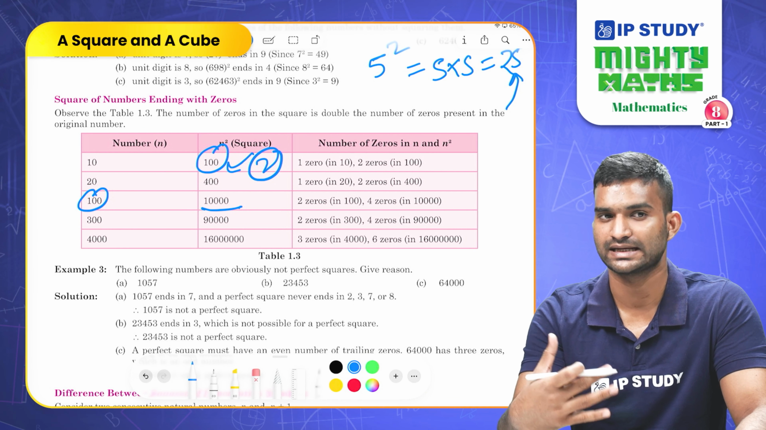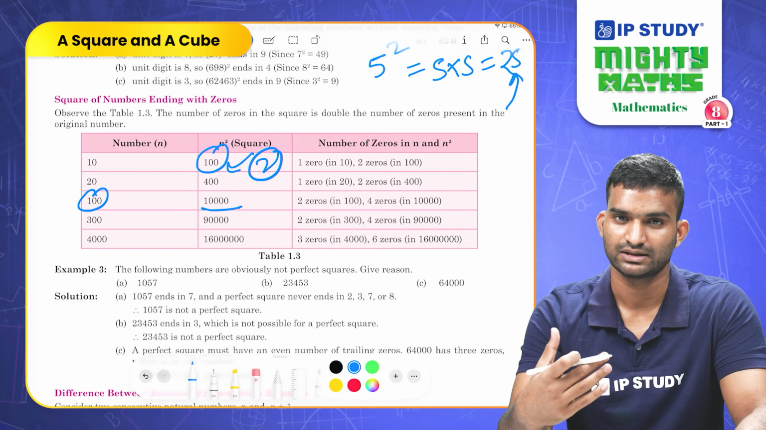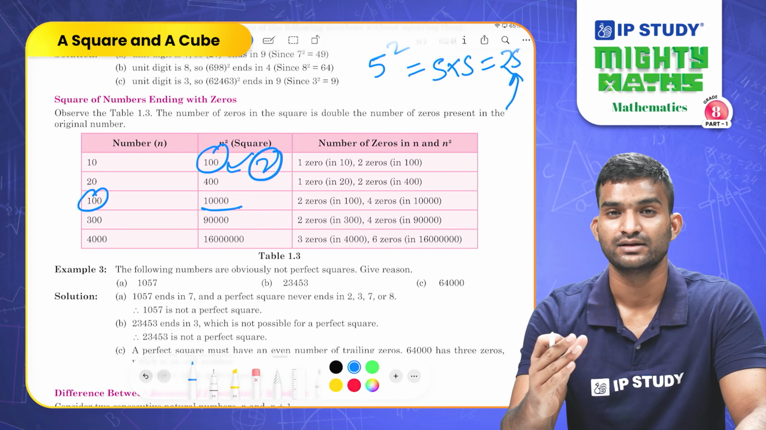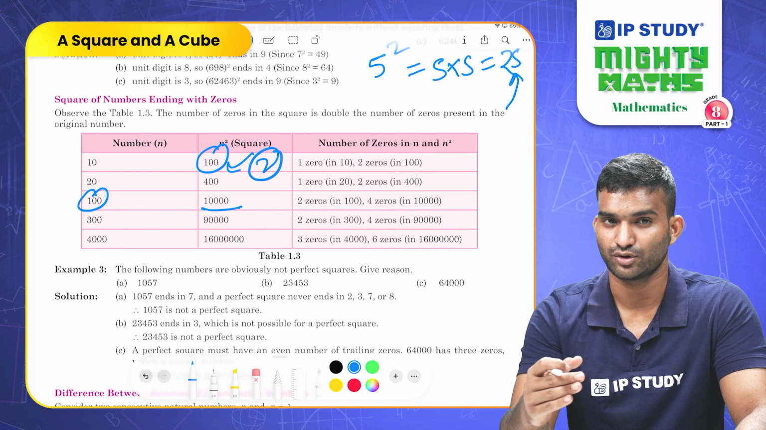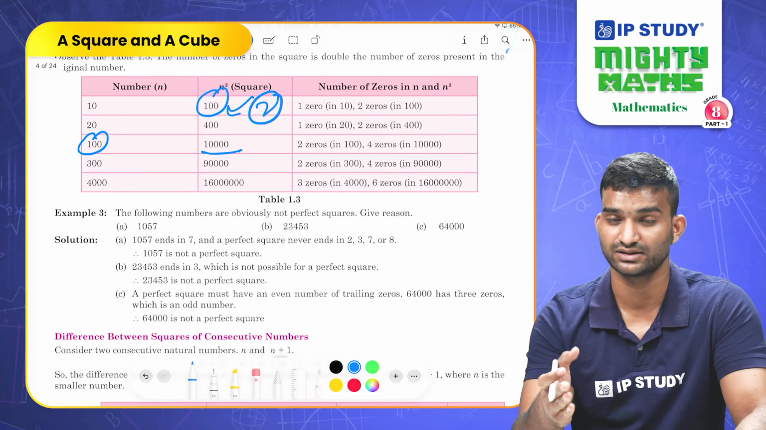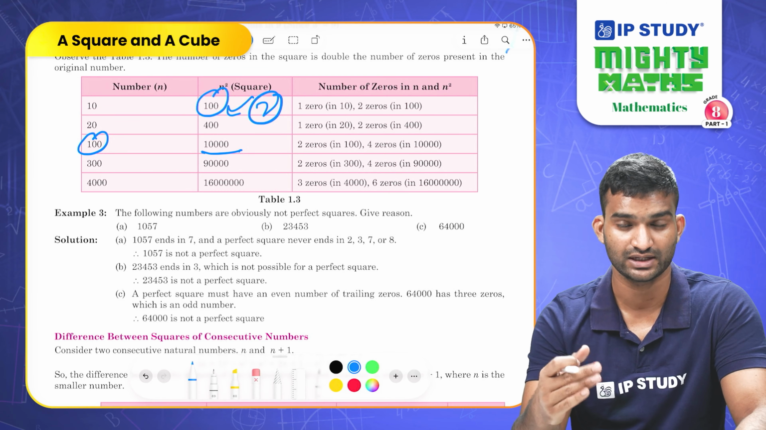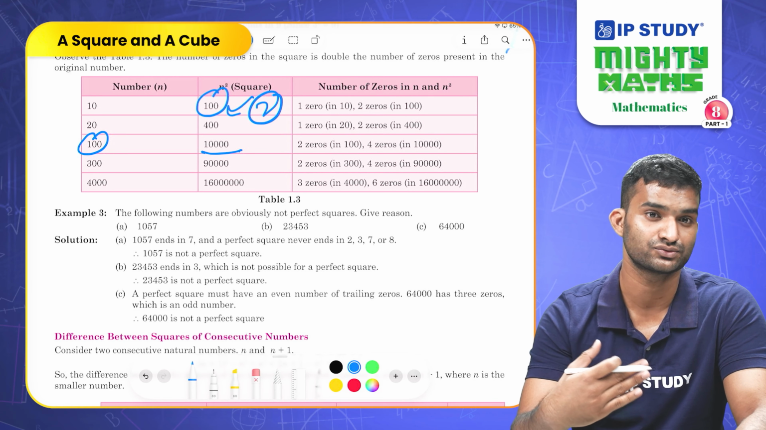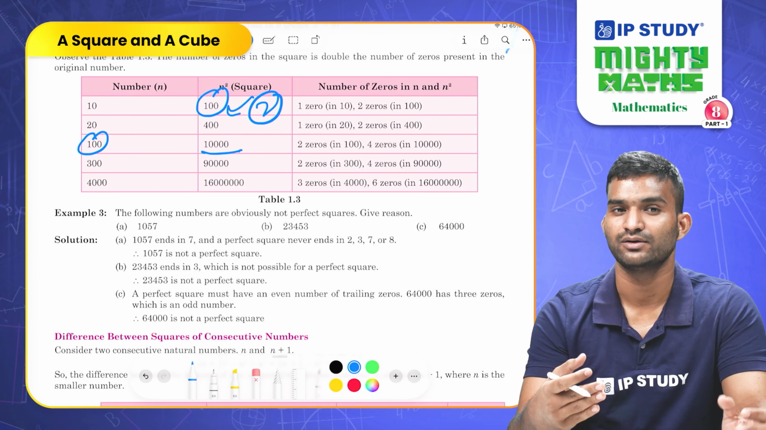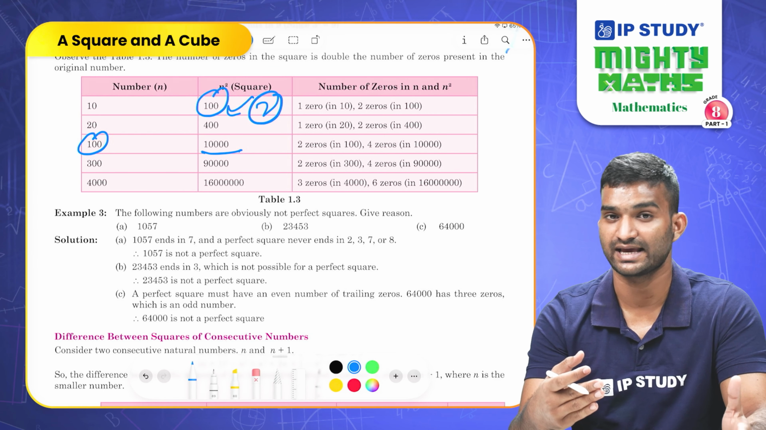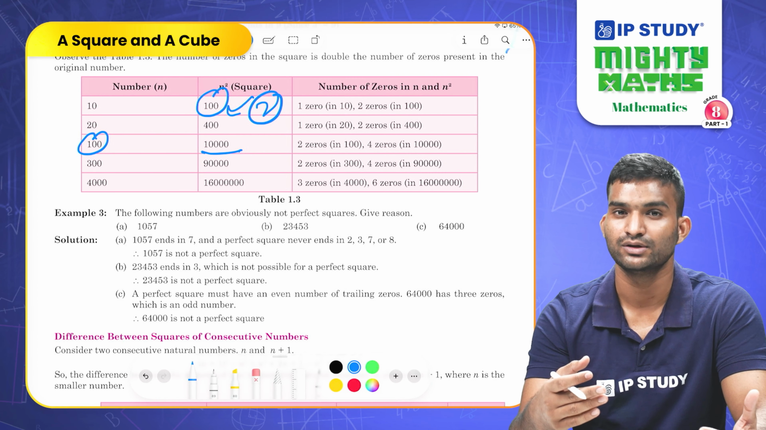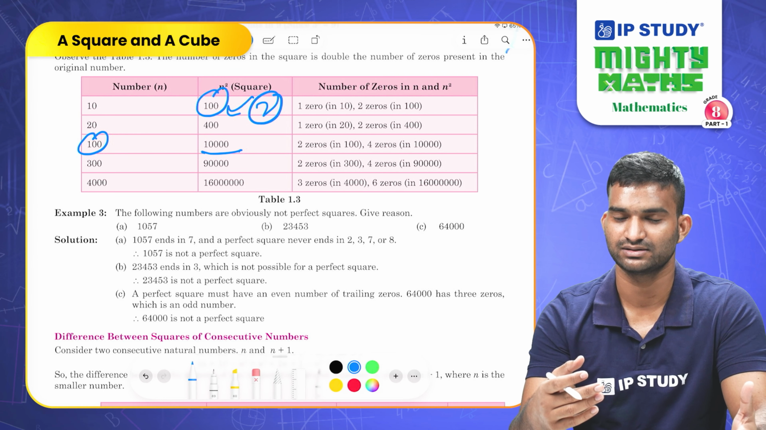So what do we get here? We can see that whenever we take the square of a number that ends with 0, its square always gets the zeros doubled. For example, if the number has one 0, its square has two zeros. If the number has two zeros, its square has four zeros. So basically, when a number has n zeros at its end, the square value will have 2n zeros at its end.